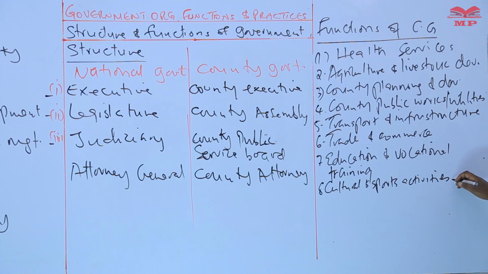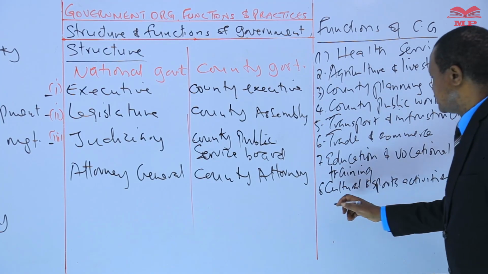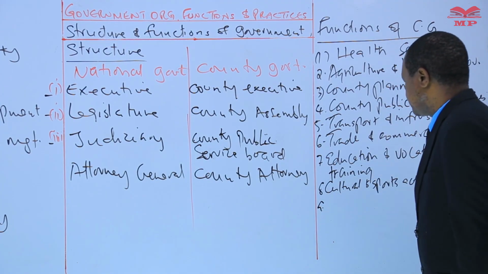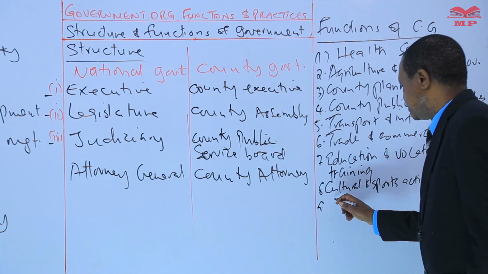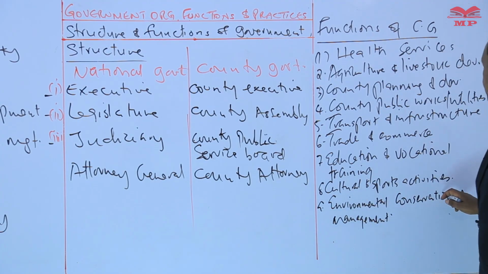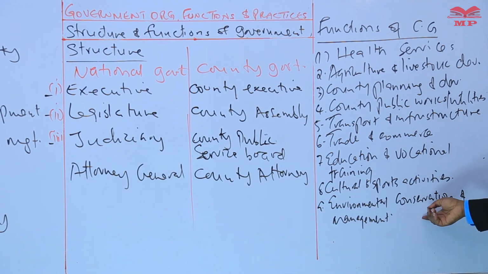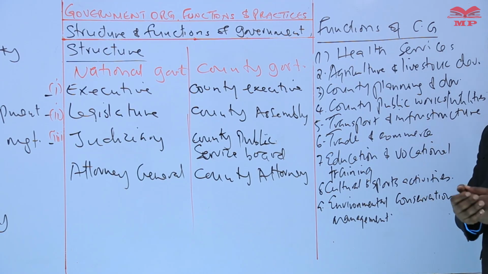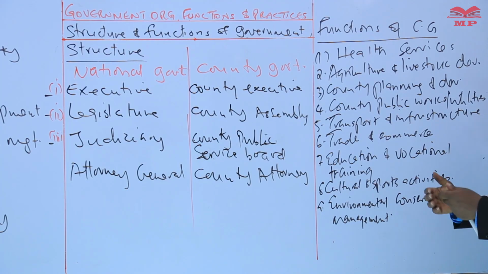Number 9, environmental conservation and management. Environmental conservation and management is a function of the county government, where the county governments are responsible for the conservation and management of the environment within the county, including the management of natural resources and also the promotion of sustainable development. So these are 9 functions of the county governments.